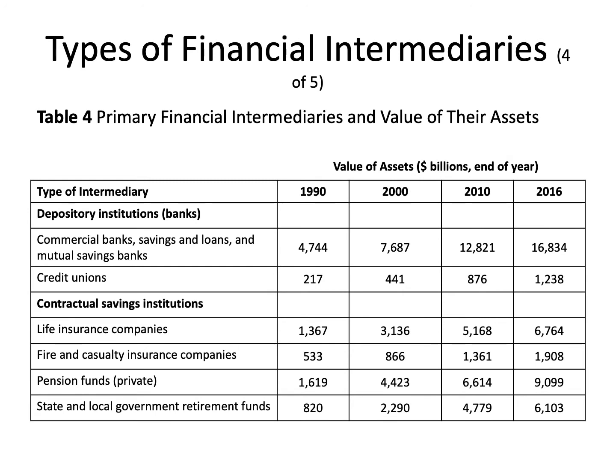Here's some of the primary financial intermediaries and the value of their assets, again from 1990 to 2016. The value of the assets for commercial banks, the largest, credit unions, life insurance companies, pension funds very large at 9 trillion. State and local government retirement funds at 6 trillion. Life insurance companies, assets under management just under 7 trillion.